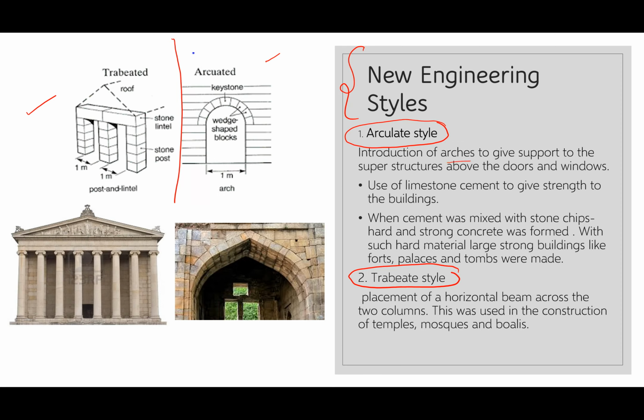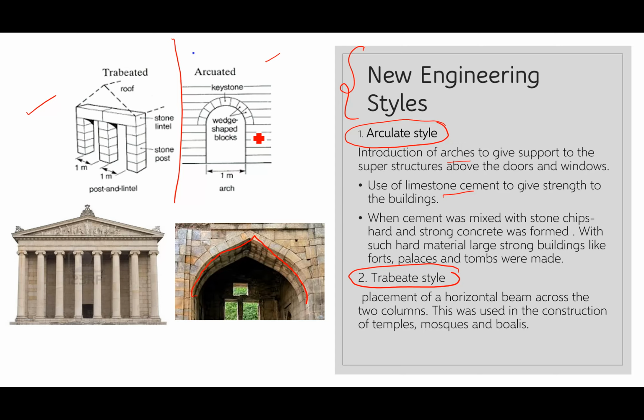Introduction of arches. This is the arch that I keep talking about. Introduction of arches to give support to superstructures above the doors and windows, because they would build these structures here. Then use of limestone cement to give strength to the buildings. And when the cement was mixed with stone chips, hard and strong concrete was formed. And with such material, they could build up the forts, palaces, and tombs.